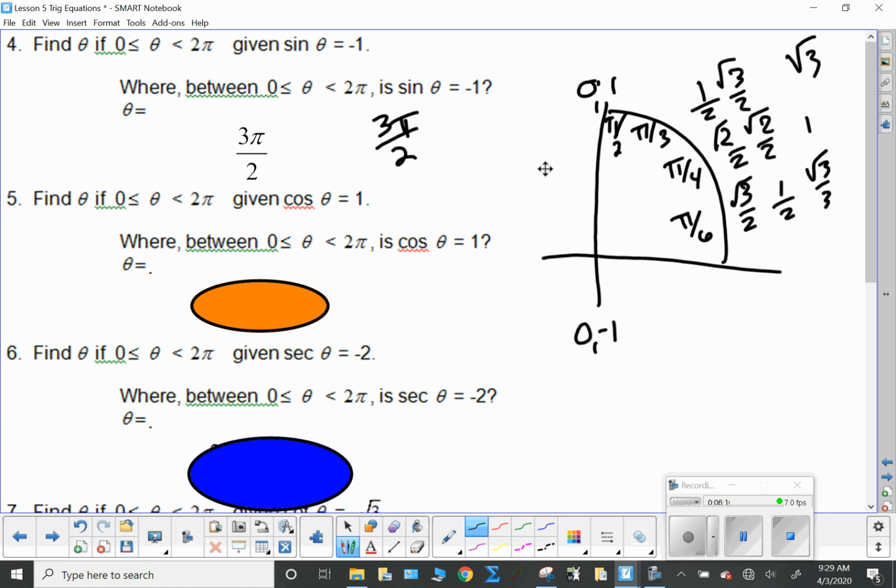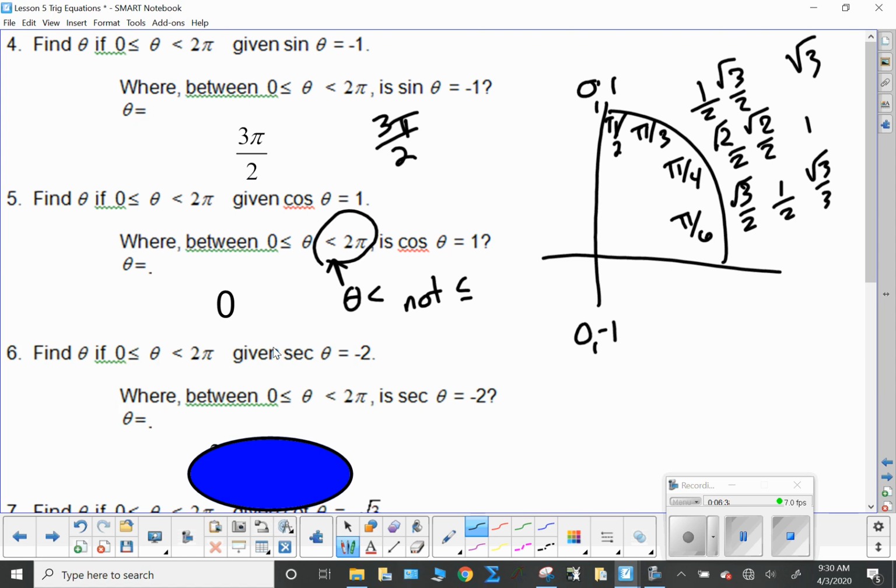Okay? The next one, cosine is 1. Cosine is 1 at 0. Okay? And at 2 pi, but we don't put 2 pi in. Why don't I include 2 pi? Because notice it's theta is less than, not less than or equal to. Make sure you pay attention to the range that you're given.